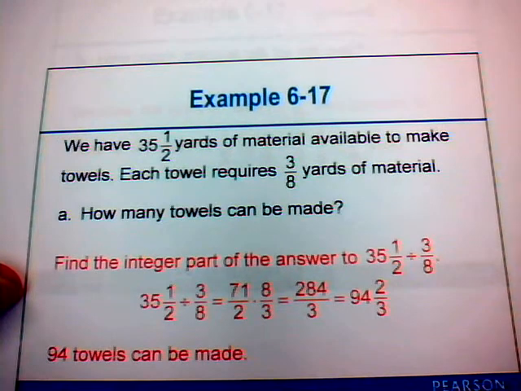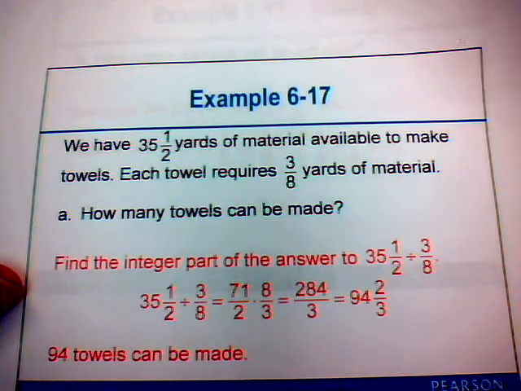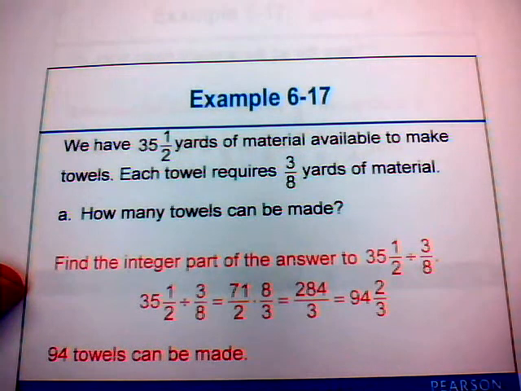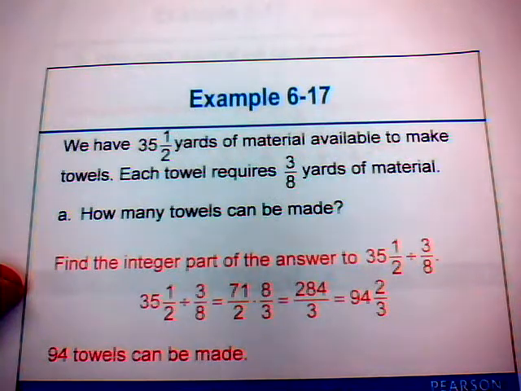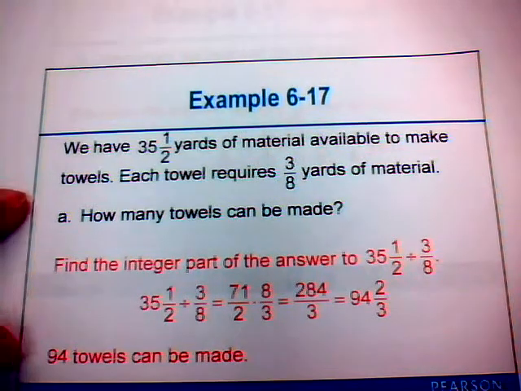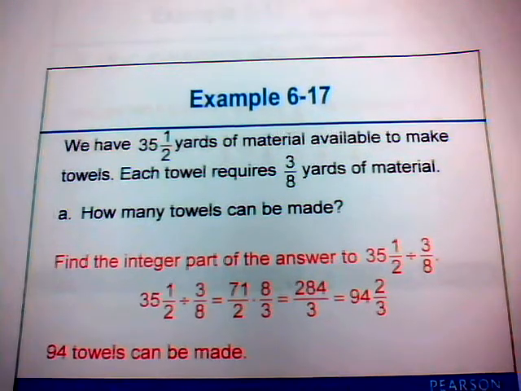Okay, here's another example. We have 35.5 yards of material available to make towels. Each towel requires 3/8 yards of material. Part A of that question is how many towels can be made.